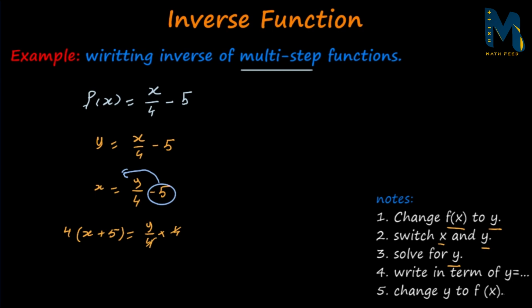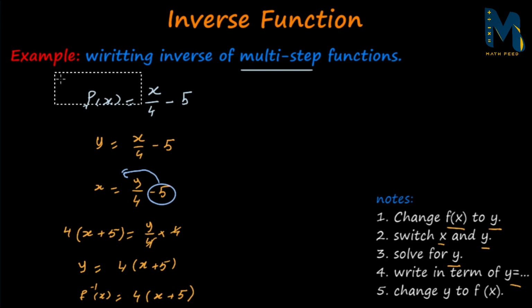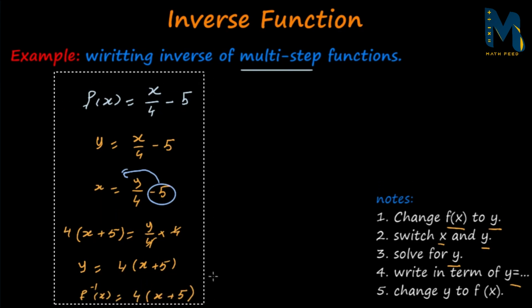And step 4 says write in terms of y. In terms of y means y should be on the left side. So we can immediately write it like this: y equals 4x plus 5. And then we change y to f inverse equals 4x plus 5. We leave it like that. So this is the inverse of this function.